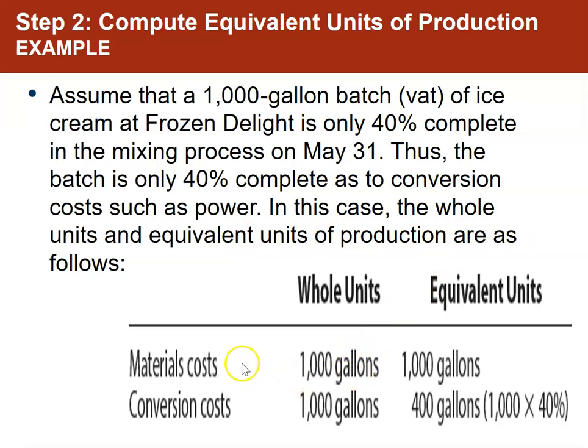So looks like we've broken this down into two components, both materials and conversion. The whole units are going to be 1,000 for each of these items. What we appear to have going on here is a situation where materials are added probably at the beginning of the process. Therefore, with regard to materials, we have 1,000 equivalent units. However, with regard to conversion costs, while we have 1,000 gallons of whole units, we only have 400 gallons of equivalent units. That's the 1,000 times the 40% complete.